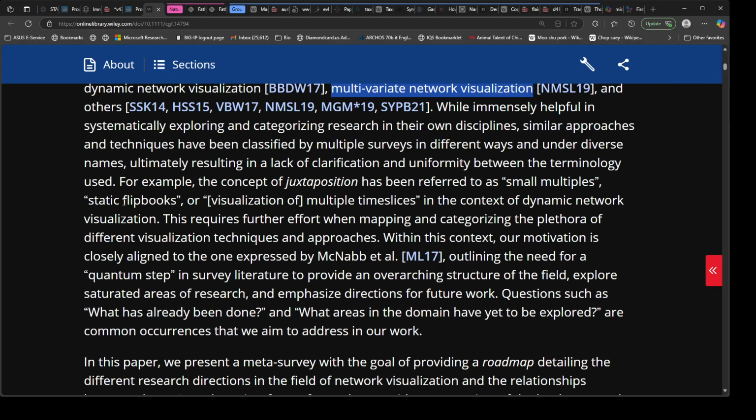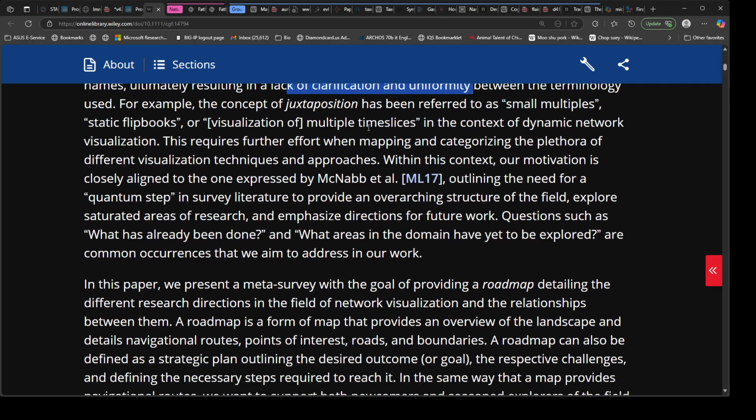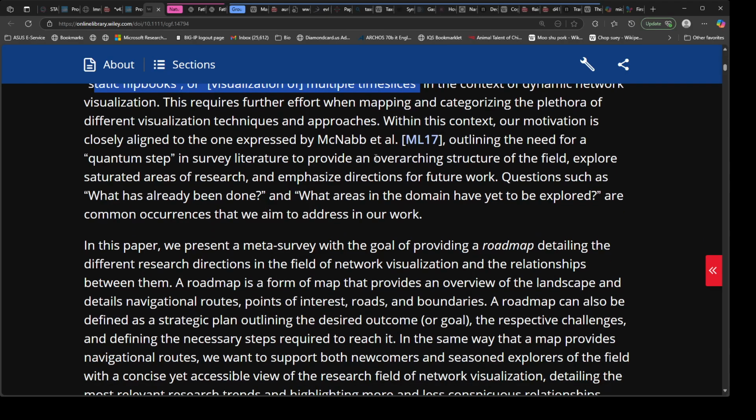While immensely helpful in systematically exploring and categorizing research in their own disciplines, similar approaches and techniques have been classified by multiple surveys in different ways and under diverse names, ultimately resulting in a lack of clarification and uniformity between the terminology used. For example, the concept of juxtaposition has been referred to as small multiples, static flipbooks, or visualization of multiple time slices in the context of dynamic network visualization. This requires further effort when mapping and categorizing the plethora of different visualization techniques and approaches.